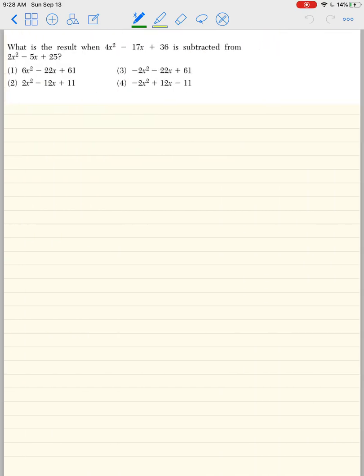All right, what do we do when we subtract? I always say subtraction is like addition, but with the opposite sign. So what we have to do when we subtract is change the signs for the second polynomial expression. Here's what I mean. What is the result when 4x squared minus 17x plus 36 is subtracted from 2x squared minus 5x plus 25? Well, first of all, this word "from," I like to tell my students that from goes first. So 2x squared minus 5x plus 25 goes first, okay?